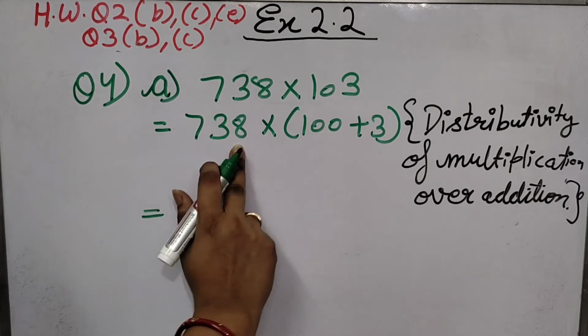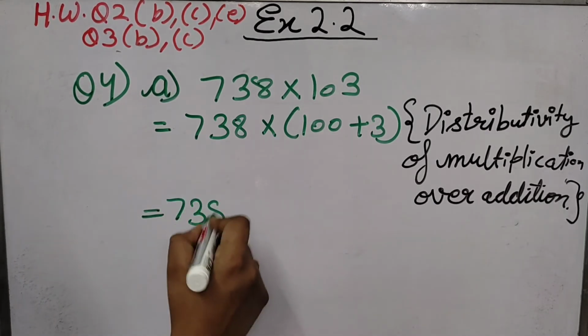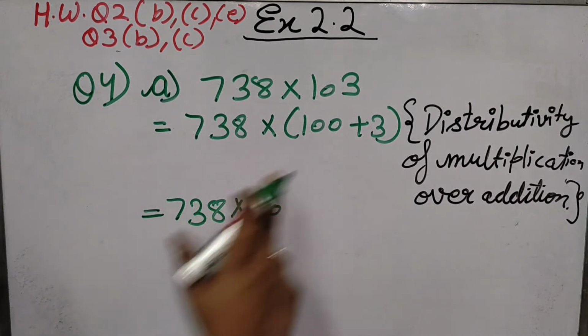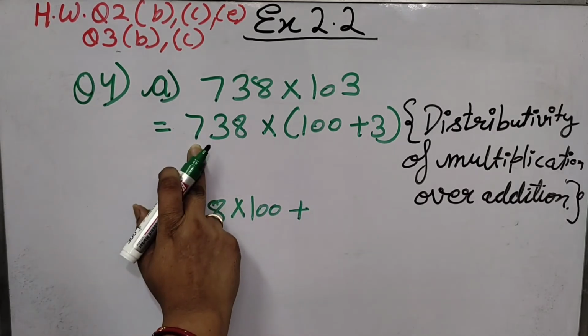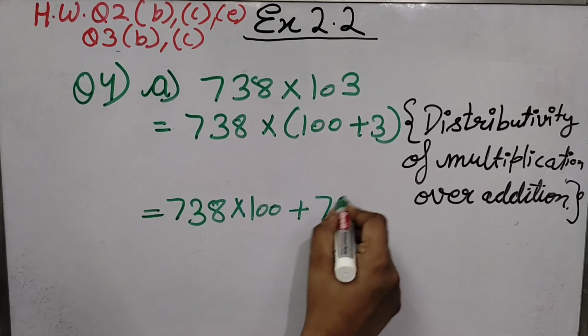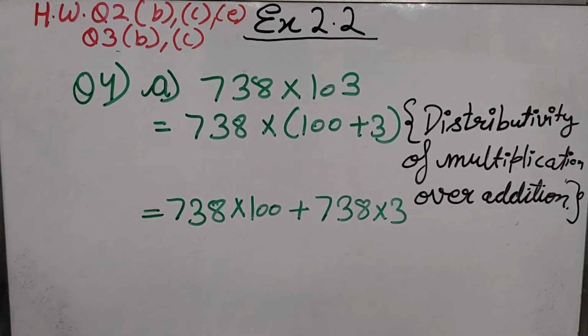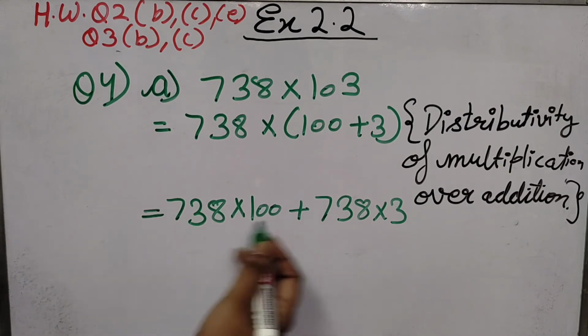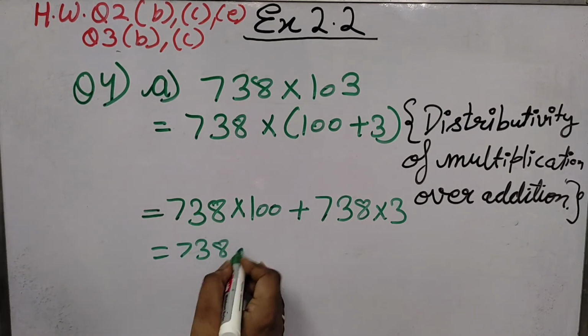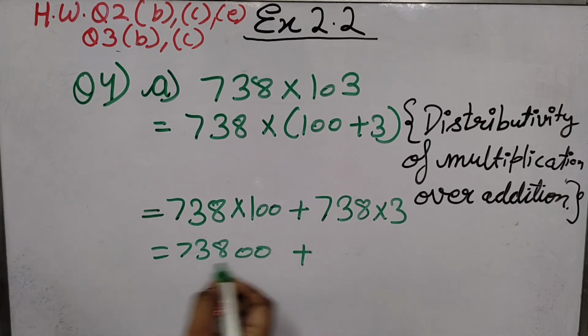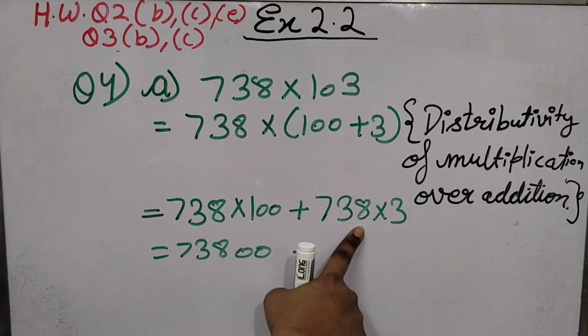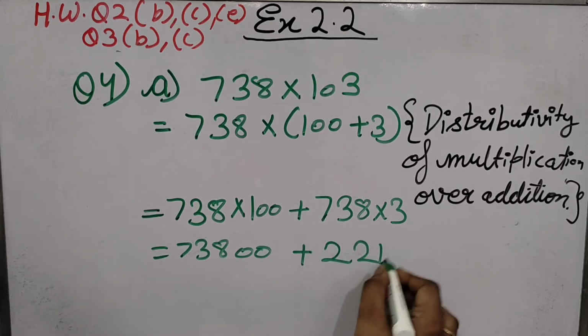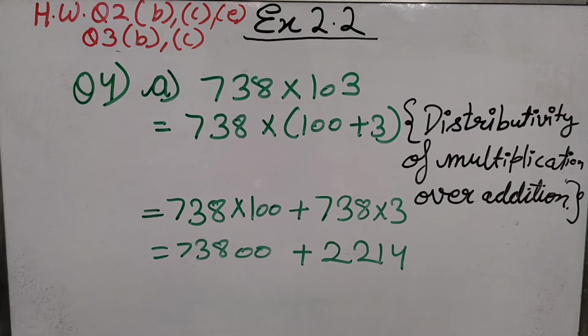When we multiply this to the first part, it is like 738 multiplied with 100. Then we have plus, so it will be plus. Now 738 will get multiplied to 3. So it is 738 multiplied with 3. On multiplying 100 and 738, we get 73,800, and on multiplying 738 with 3, we get 2,214. Now you add them, you will get 76,014. This is your answer.